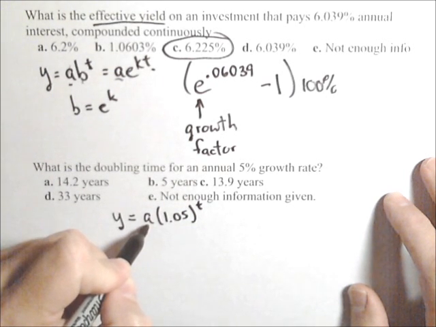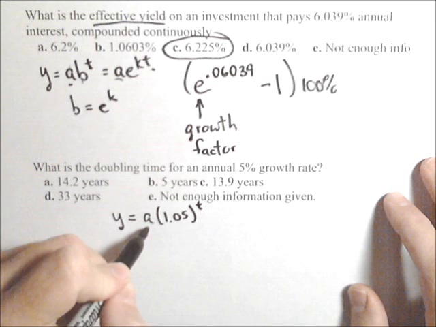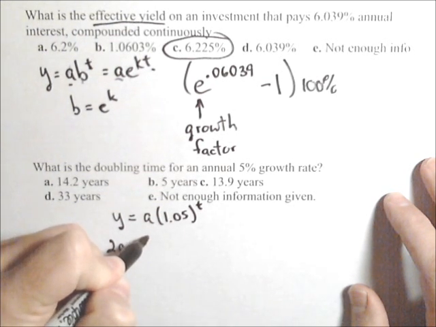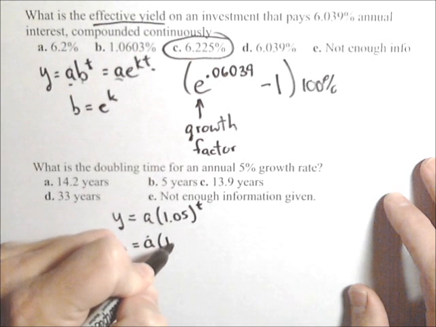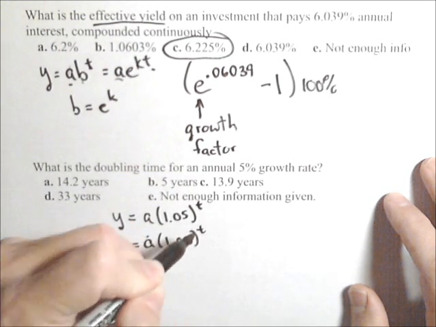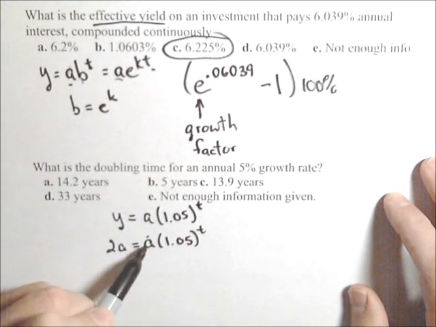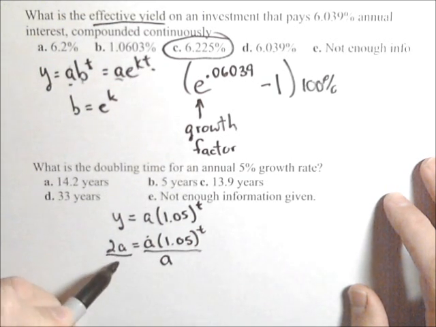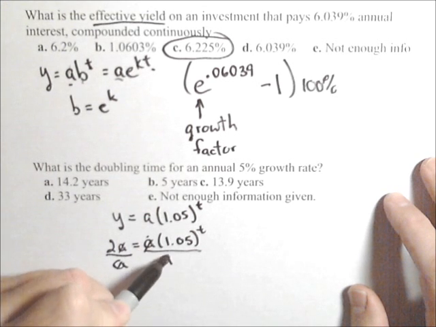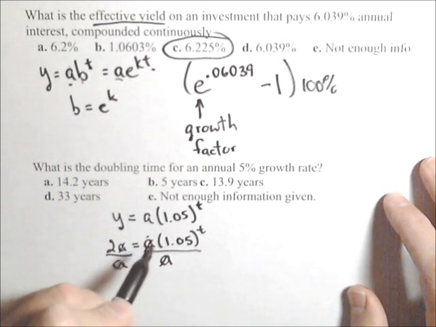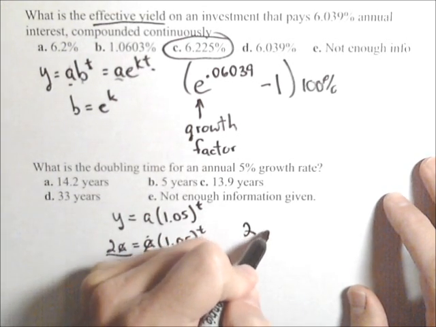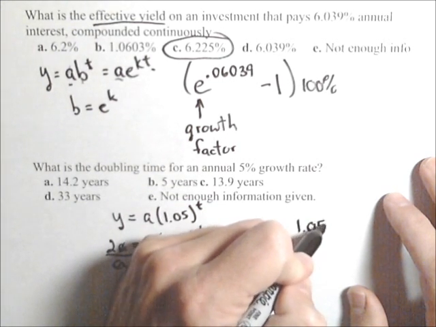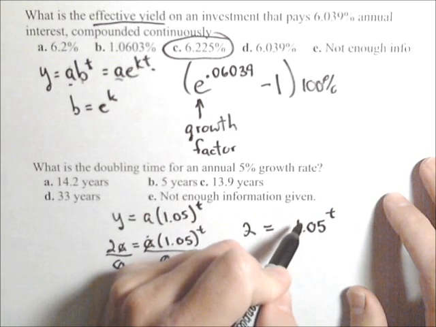So we can use anything we want for our initial amount. It won't matter. So if I use a, I basically want to know when it's going to be 2a, so 2a equals a times 1.05 to the t. Alright, because I'm looking for when this doubles. First step will be to divide both sides by a, and I get 1.05 to the t equals 2. That's not a coincidence. It's because we're looking for doubling time. So here's the equation we have to solve.